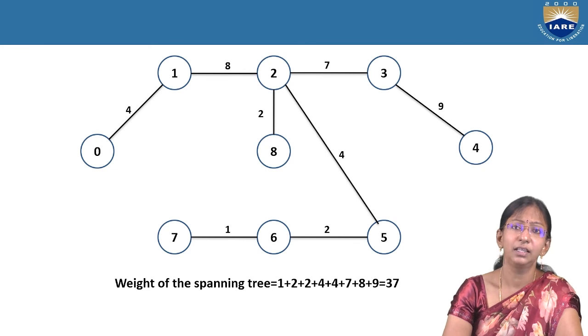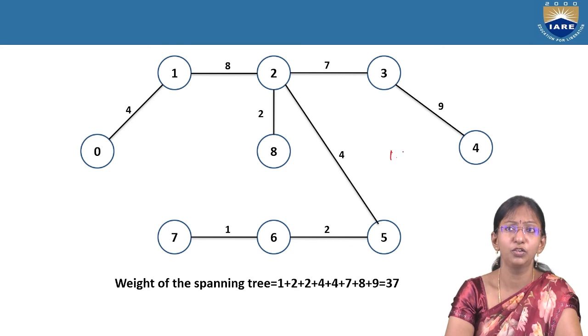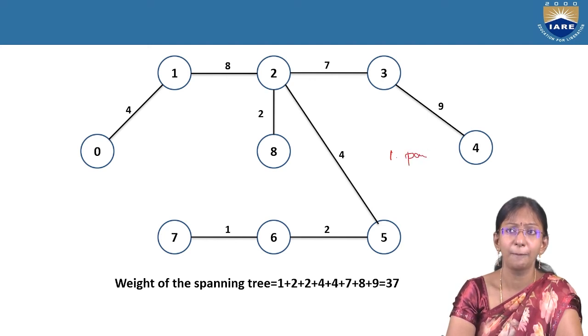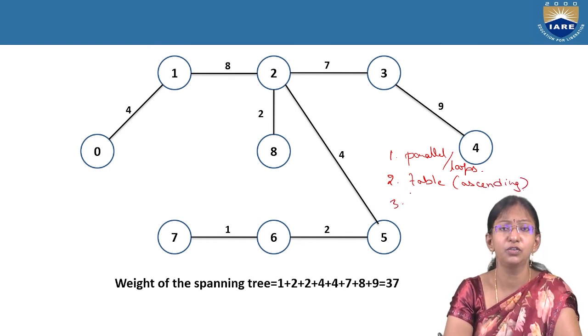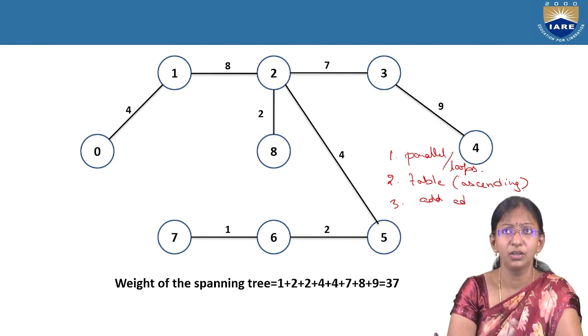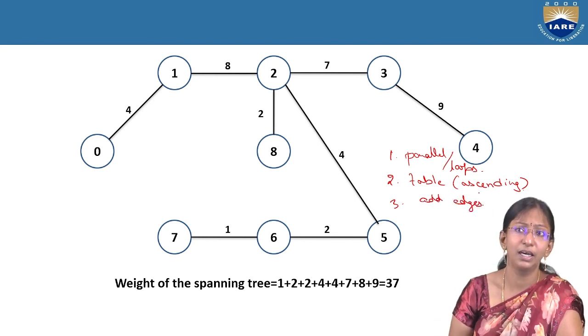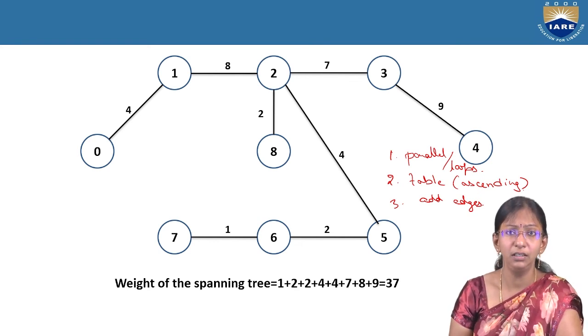Remember guys, the number of steps that we have are, first and foremost, to remove parallel edges and loops, or you can even call it a self loop. Second one is to construct a table in the ascending order of the weights. Then third one is to add edges. We are going to add edges in such a way that they do not form any circuit.